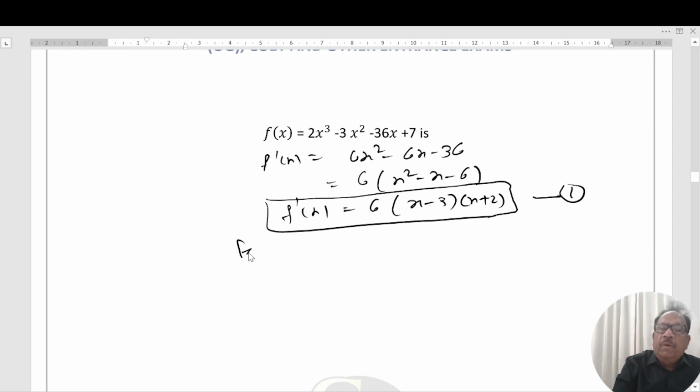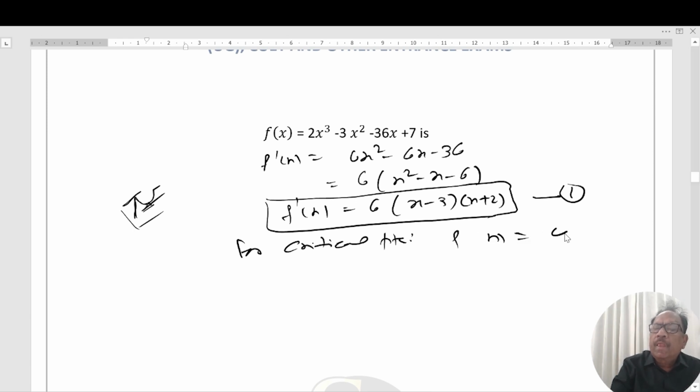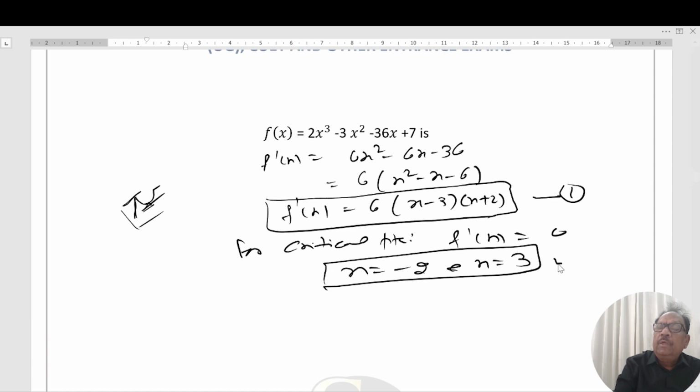Now for critical points, they are generally the turning points like this. This is a critical point, where the tangent is parallel to the x-axis. From here to here it is increasing, here to here decreasing. For critical points, f dash x equal to 0. x comes out to be minus 2 and 3. These are the critical points.